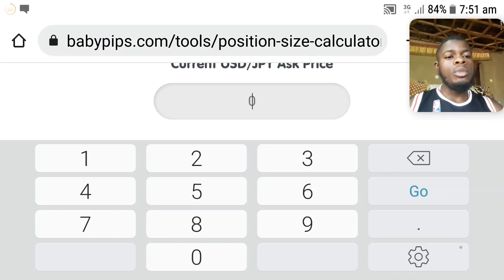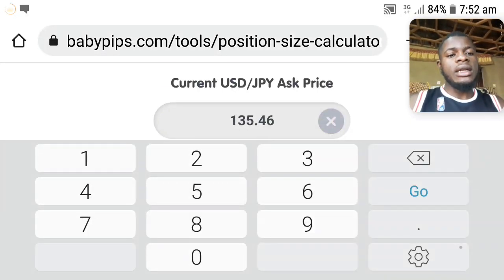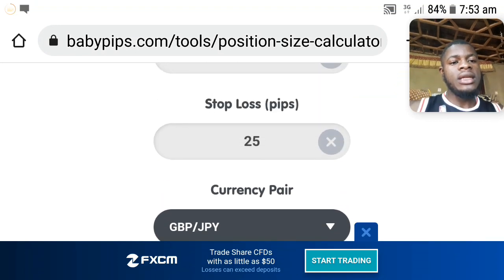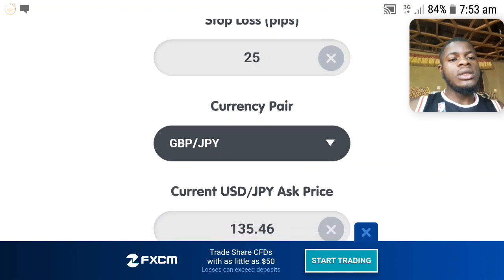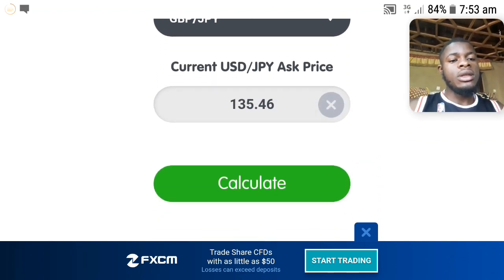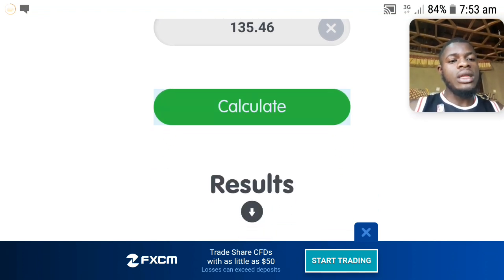So when you copy the price, this is how it comes. You copy it, and then all you have to do is hit calculate. Same scenario. You'll be risking 2%, 25 pip stop loss on GBP/JPY, and this is the exact current ask price you'll be given, and then you hit calculate as well.